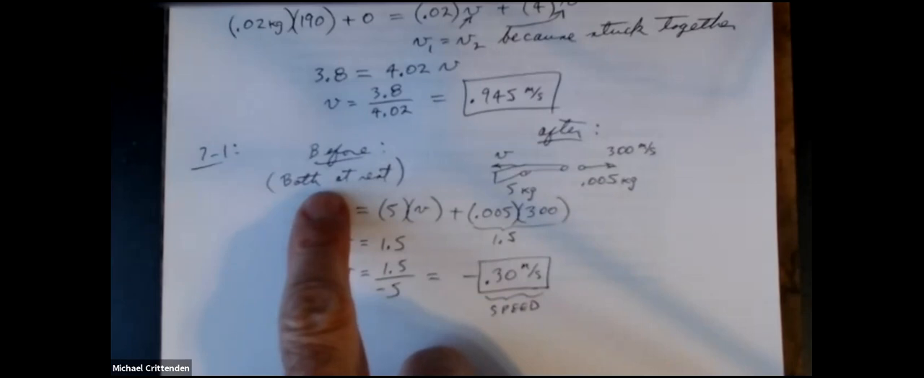Kinetic energy is not conserved, because where did the energy come from? Well, it was the chemical energy that was stored in the gunpowder before you fired it that got transformed into kinetic energy. So a common mistake is for people to try to use conservation of energy when they shouldn't.